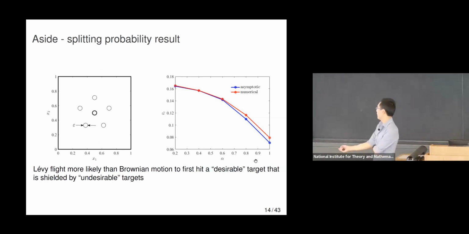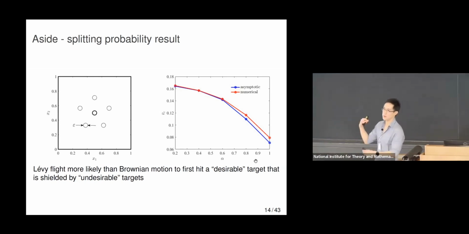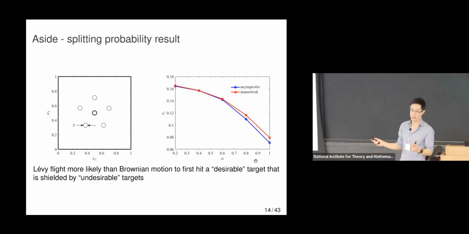So suppose that you have a desirable target that's being shielded by 5 undesirable ones, and you're asking, well, what is the probability of finding the desirable one before hitting one of the undesirable ones, right? And I'm plotting this against alpha. So alpha equals 1 is the Brownian limit. And you can see that as alpha gets smaller, it essentially gets to 1 over 6, right? So there's essentially no shielding effect. Whereas with alpha equals 1, the shielding effect is quite strong. Okay.